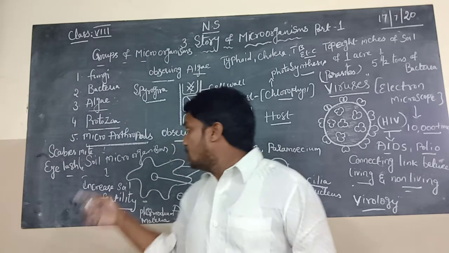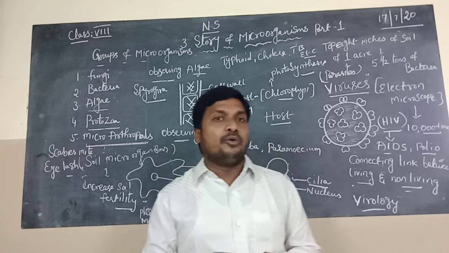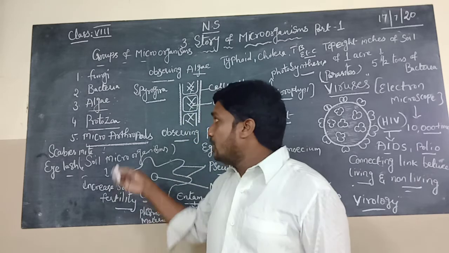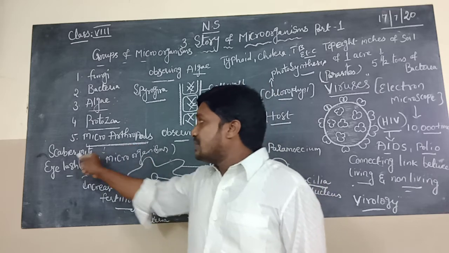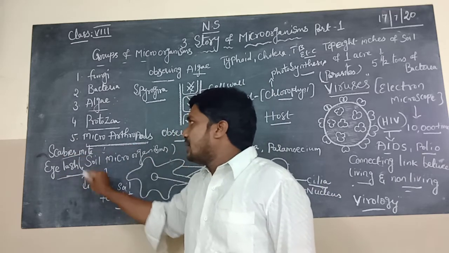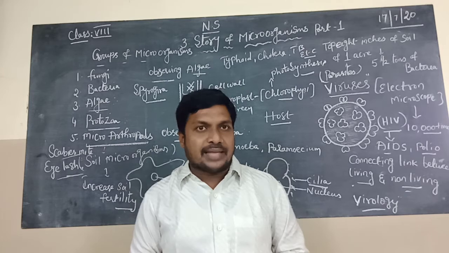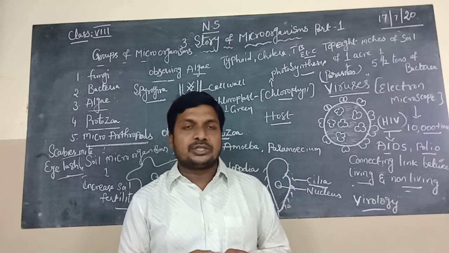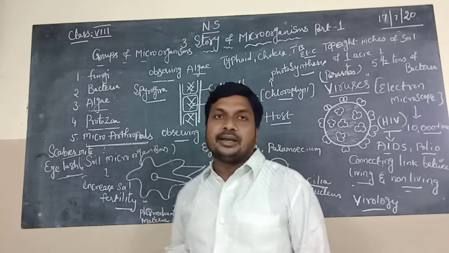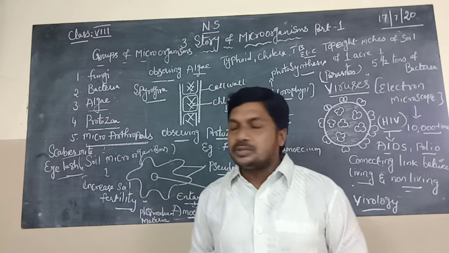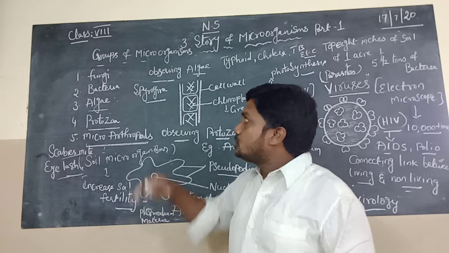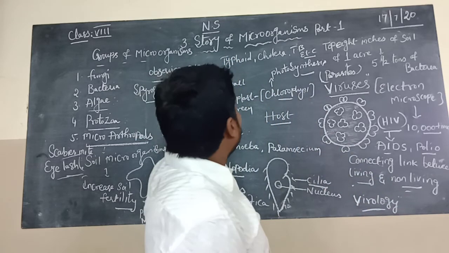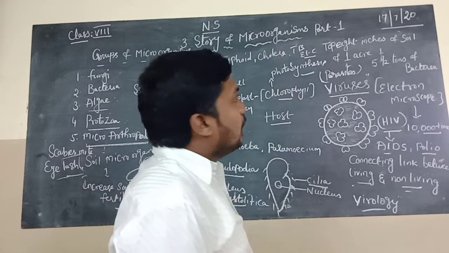They are also called soil microorganisms, which are found in soil. They help to increase soil fertility. Some microarthropods are scabies mite and eyelash mite. Scabies mite causes a disease known as scabies. Eyelash mite causes eye infection to human beings. So some microarthropods increase soil fertility. Some microarthropods cause diseases in animals. So this is about the 5 groups of microorganisms. This is about story of microorganisms part 1.